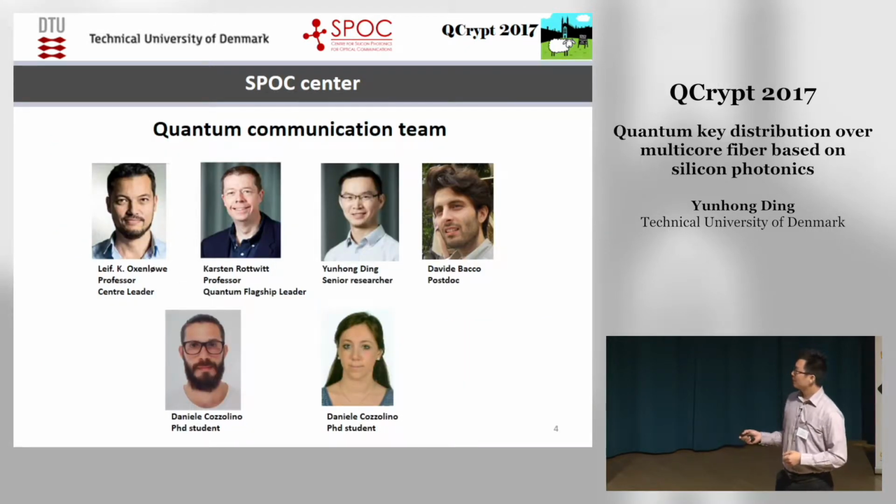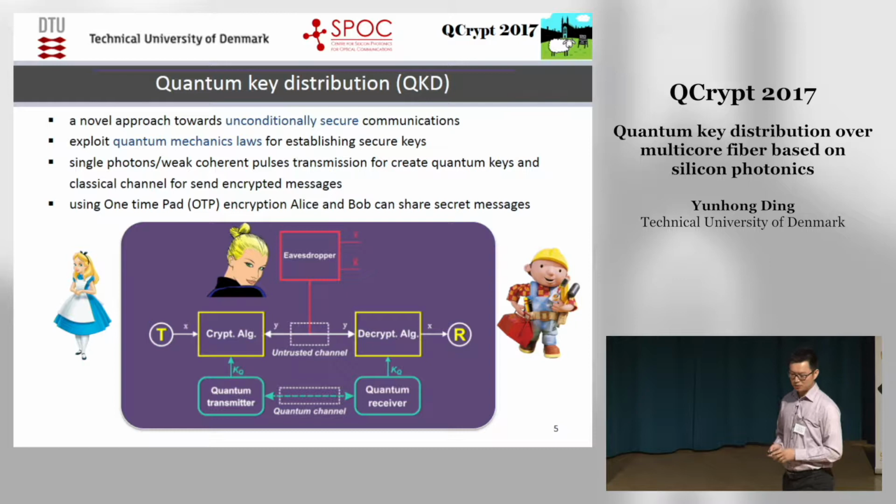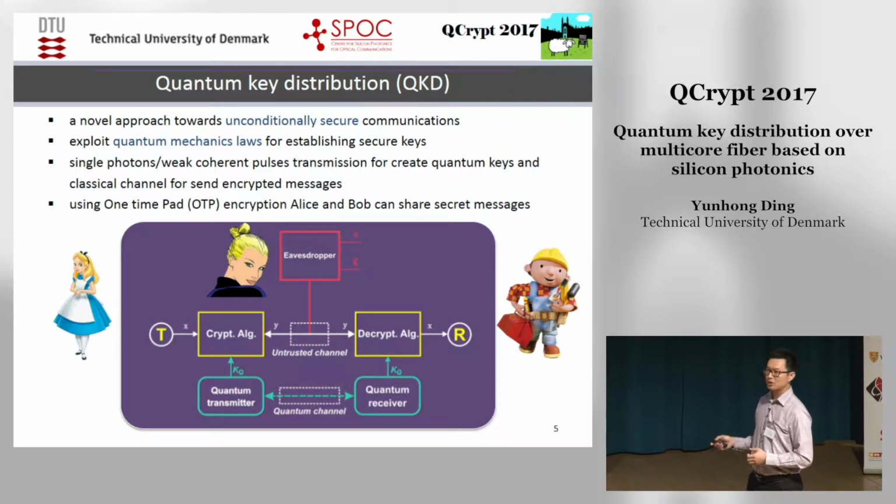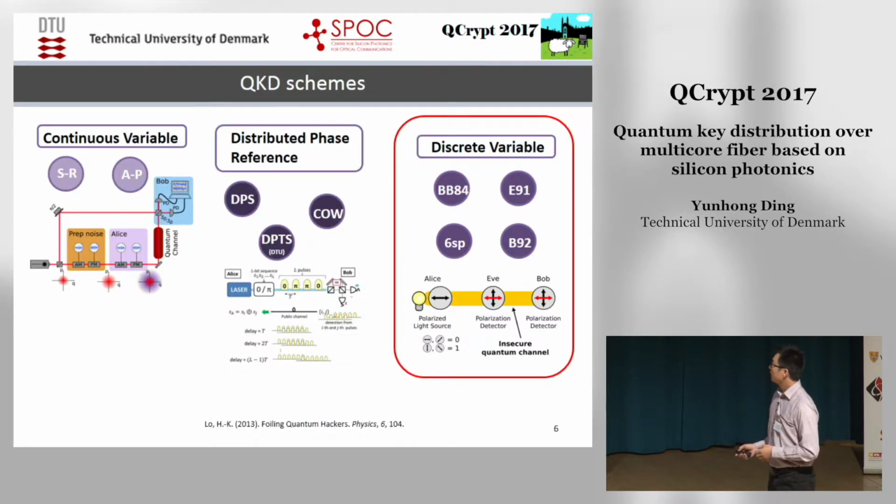In this communication team, we have 2 professors, Professor Leif and Karsten, myself, Davide Bacco, and 2 PhD students. As you know, quantum key distribution is a quite novel approach to distribute keys with very high security, which can encrypt classical communication. Now we can use single photon sources or weak coherent pulses to generate the keys, and we can use a one-time pad to encrypt, with Alice and Bob sharing the secret keys. There are a few QKD schemes, like continuous variables and distributed phase reference, and also discrete variables, which is the part we are mostly focusing on.